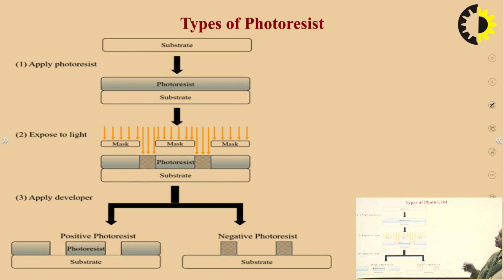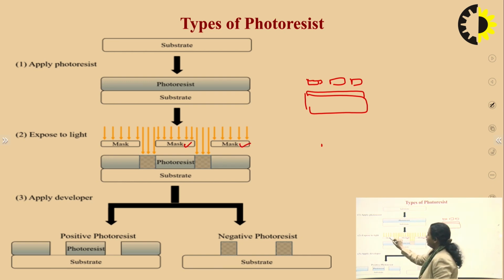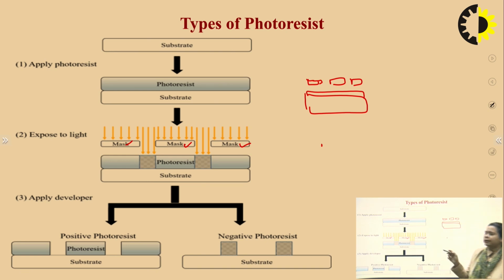So this is the photoresist, which I told you already. The substrate is the base thing. On the substrate we have applied a layer of photoresist, and then we have taken some kind of mask. The mask I have shown here, and in yellow I have shown the light, the UV light. So when the UV light falls on this mask, what happens to the photoresist?